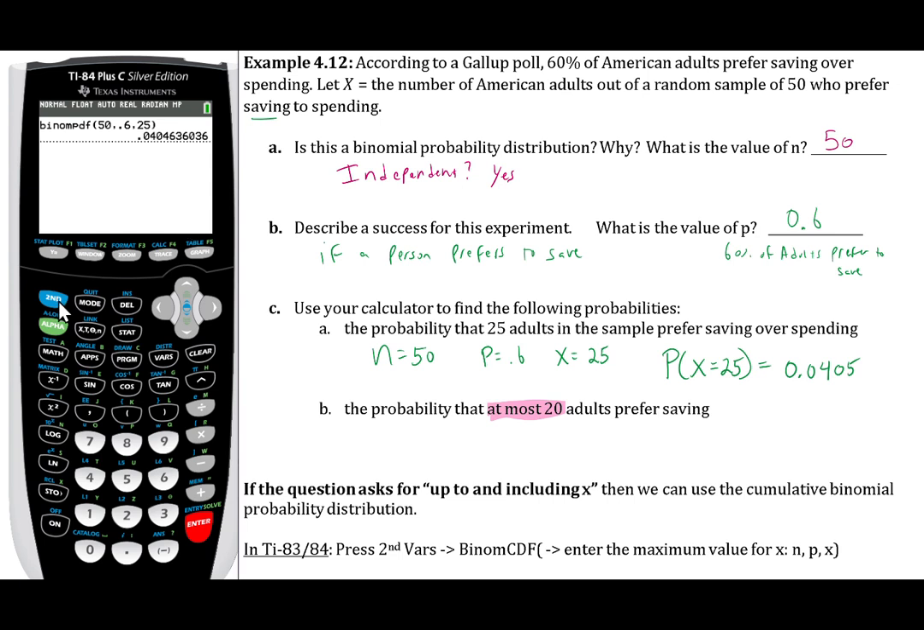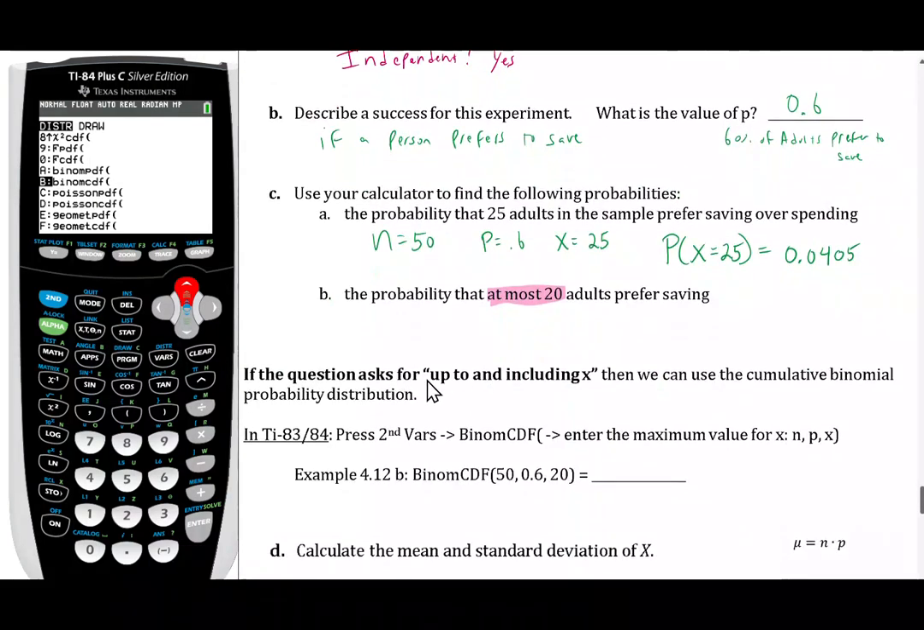So I did not show this before, but if we go to second vars, an easier way to find these is to scroll up. There are just fewer options to scroll up. And we'll see that the B option is binomcdf. This is for a cumulative distribution, again, looking for up to and including x. If we press enter here, it looks basically the same.